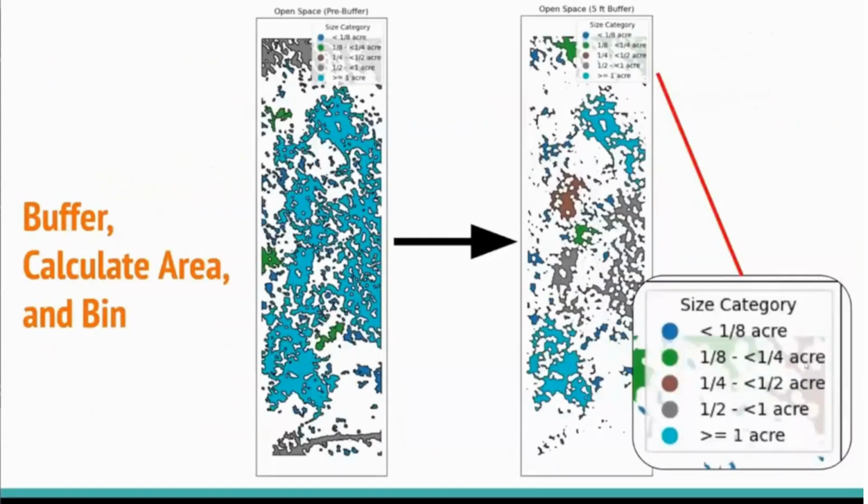And those were output to shape files after we calculated the area of each distinct polygon and categorized them into the categories listed here at the request of the Watershed Center. Those are useful categories for their management practices.